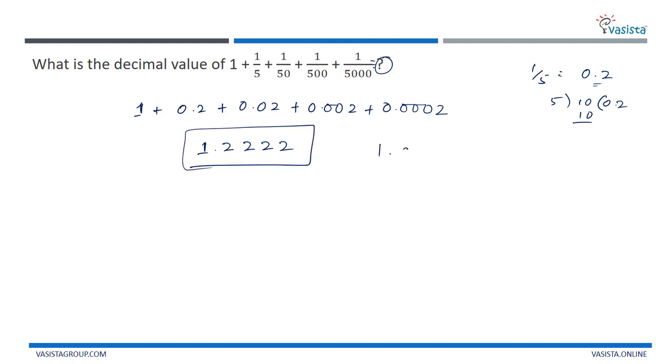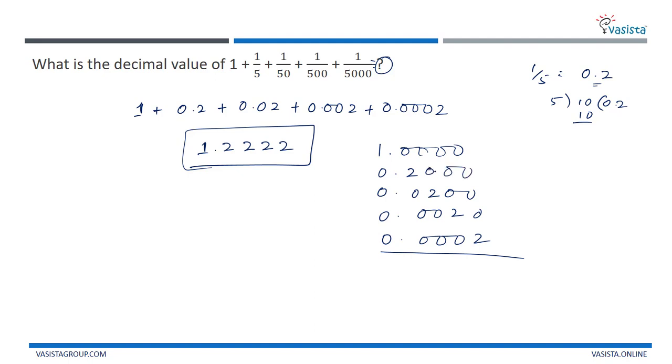Let us check out 1.0000, then 0.2, then 0.02, and 0.002, and 0.0002. Now the 0, 0 doesn't have any value after the decimal point. So then you can add it. That is nothing but 1.2222. This is what the answer is.